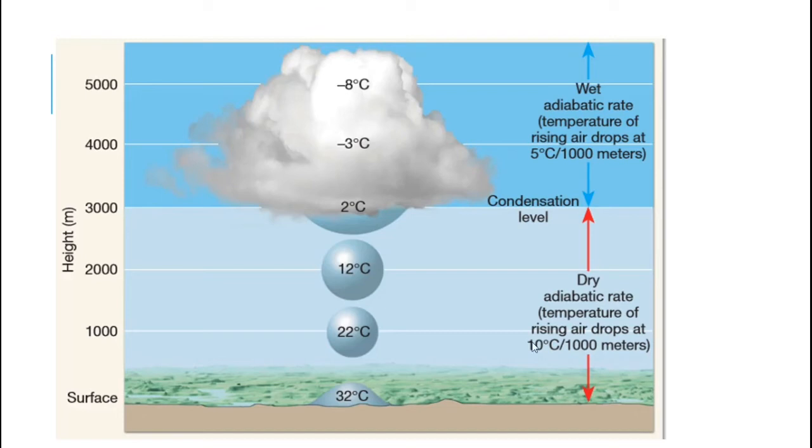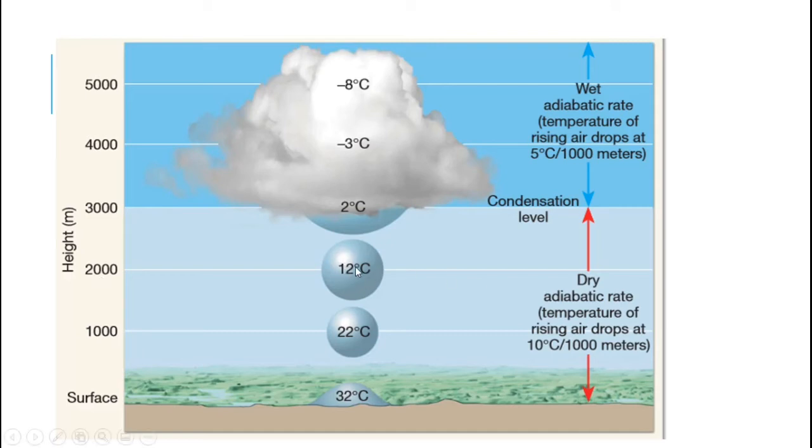So, looking at this, we have the dry adiabatic rate. The temperature of rising air drops at 10 degrees Celsius per 1,000 meters. So, from 32, umakyat siya ng 1,000 meters, nag-minus ng 10. That's why you have here 32 minus 10, that's 22. And then, 22 minus 10, that's 12.